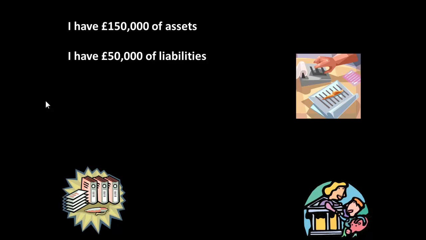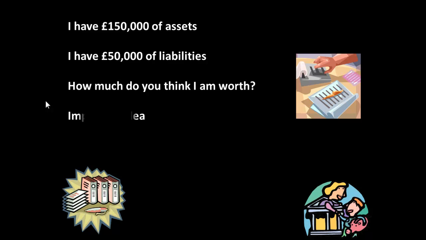Let's finish with another idea here. I have £150,000 worth of assets, and I have £50,000 worth of liabilities. How much do you think I am worth? This is the important idea for accounting. If I subtract from the assets the figure for the liabilities, then I have something called equity. You will come across this little equation time and again in accounting.